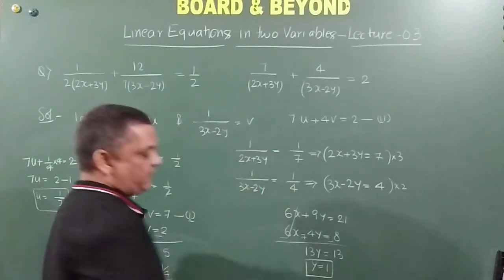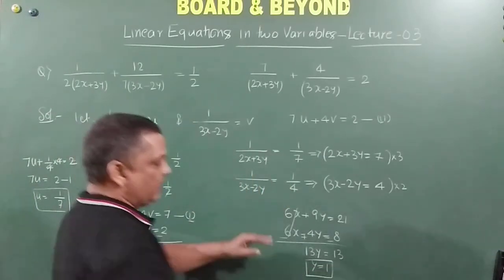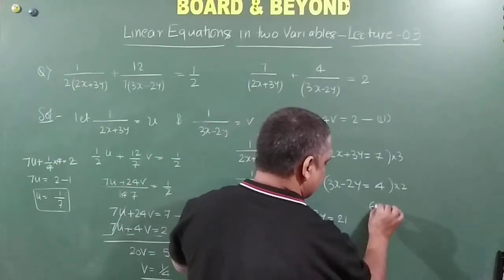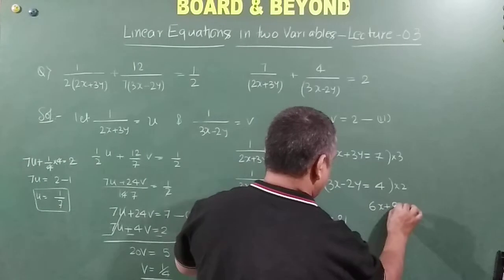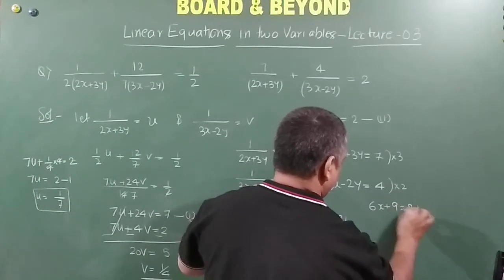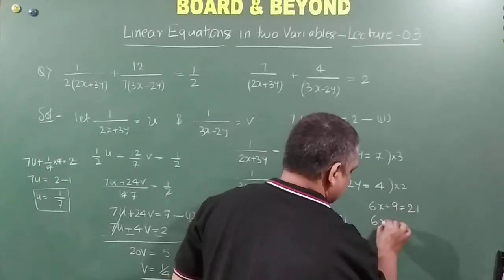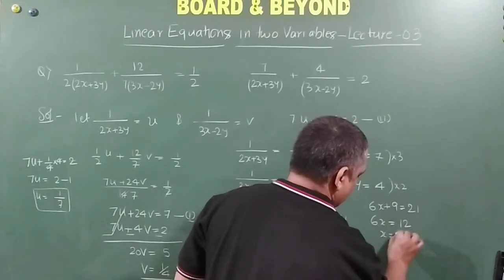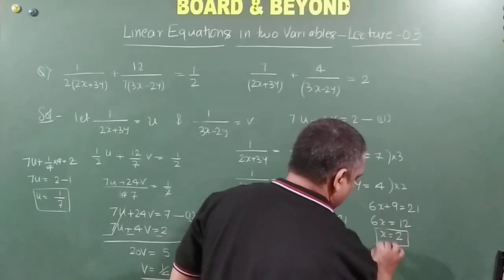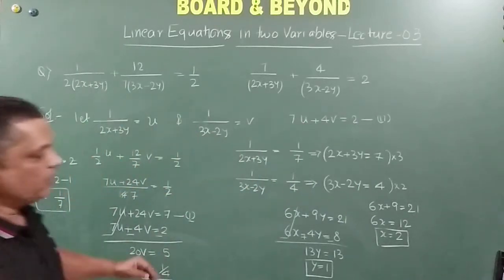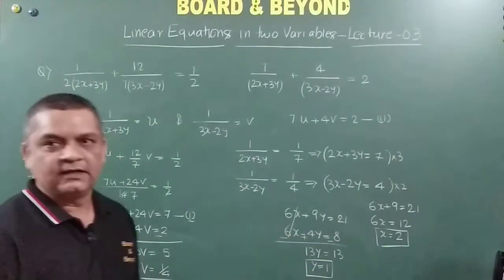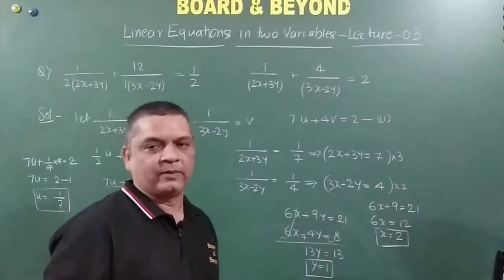Now we have got one variable, y is equal to 1. Placing y is equal to 1 in any one of these, 6x plus 9 is equal to 21, so 6x is equal to 12. So x is equal to 2. You got it, my friends? This is how you need to proceed and find the values of x and y. Let me take down the next problem now.